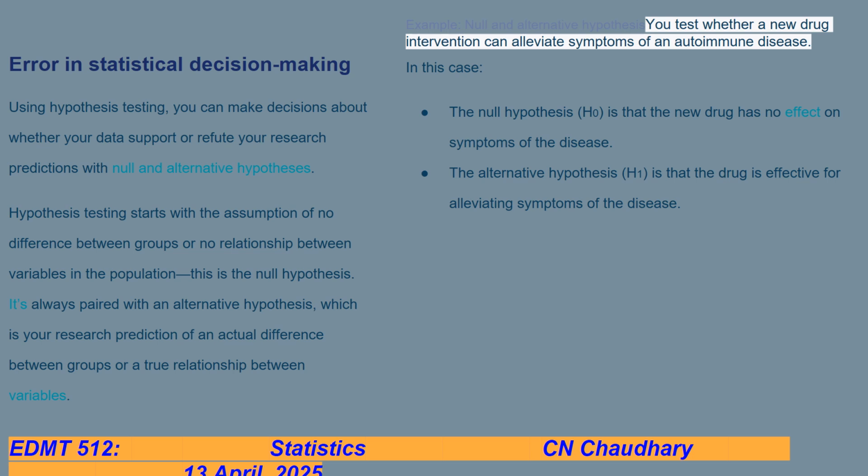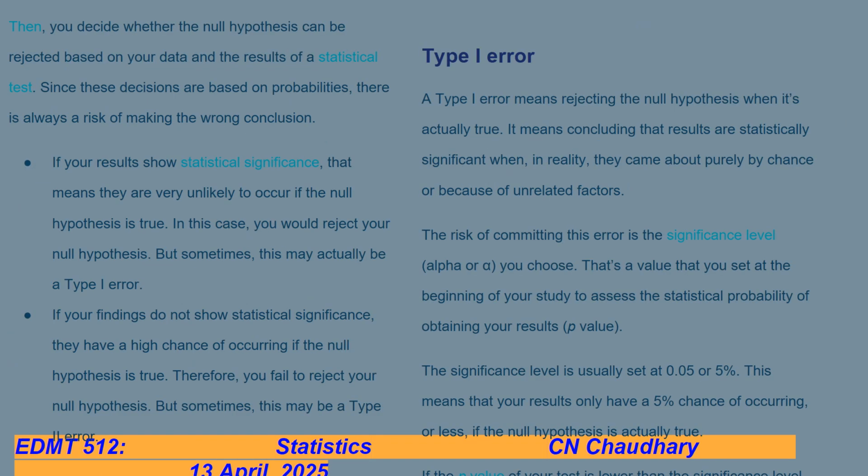Now, for null and alternative hypotheses, say you test whether a new drug intervention can alleviate symptoms of an autoimmune disease. In this case, the null hypothesis, denoted by H0, is that the new drug has no effect on symptoms of the disease. Similarly, the alternative hypothesis, H1, is that the drug is effective for alleviating symptoms of the disease. Now, furthermore, you have to look at this type 1 error on the screen.